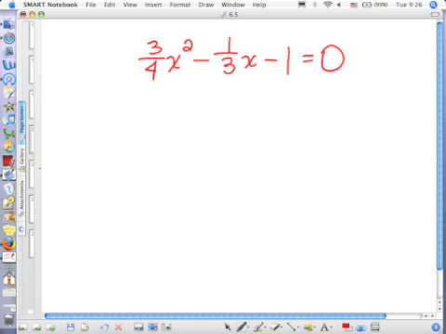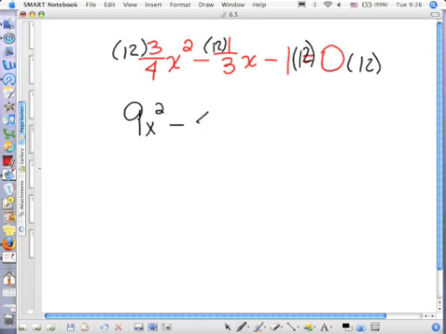So since it's an equation, if I'm going to do that to one or two terms, I've got to do it to all terms. So here, if I multiply by 12, here multiply by 12, here multiply by 12, and here multiply by 12. What does this first one become? 9x squared. What does the second one become? Minus 4x. Minus 12 equals still 0, because 0 times 12 is still 0. And now you don't have fractions, because A is 9, B is negative 4, and C is negative 12.